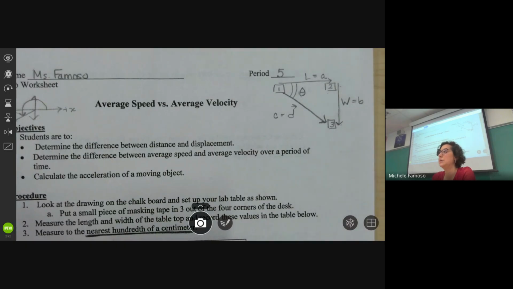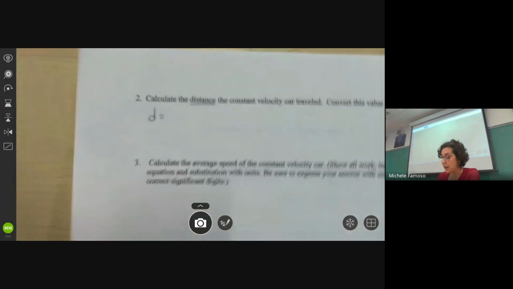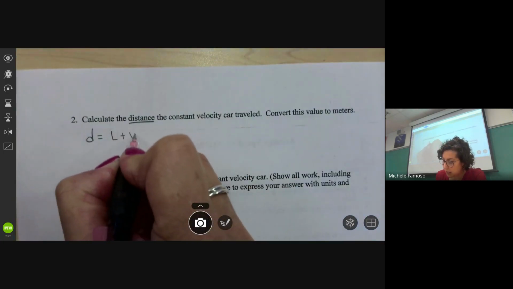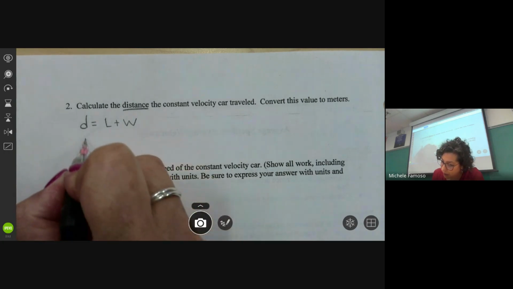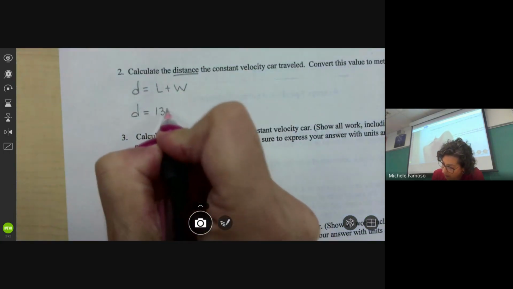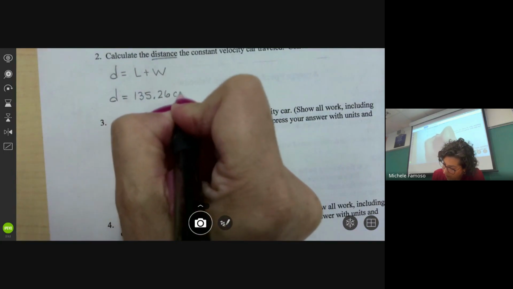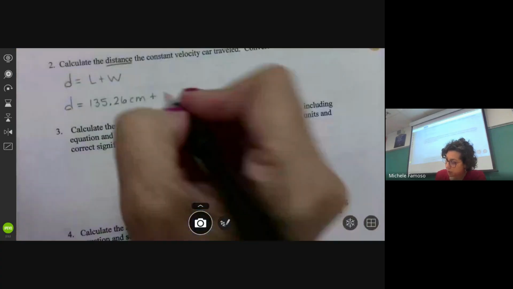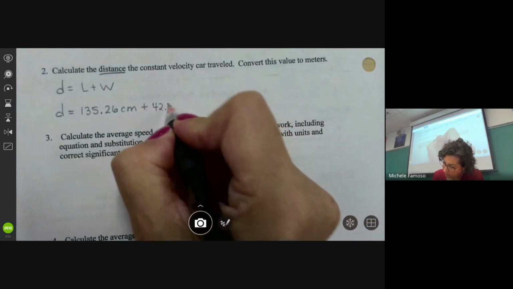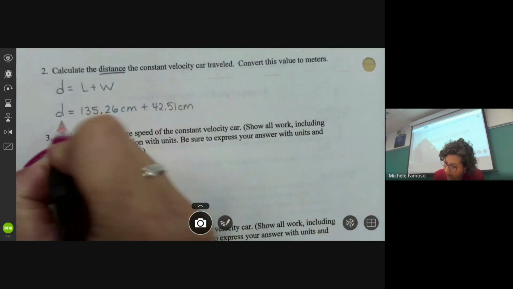How are we going to calculate the distance that the car traveled from this picture? Add the length and the width. So let's write that as an equation. To do this today, to get our distance, we're just going to add the length and the width together. So go ahead, plug in your values from table 1. Don't forget to follow every number you write down with the appropriate units. And then get an answer.